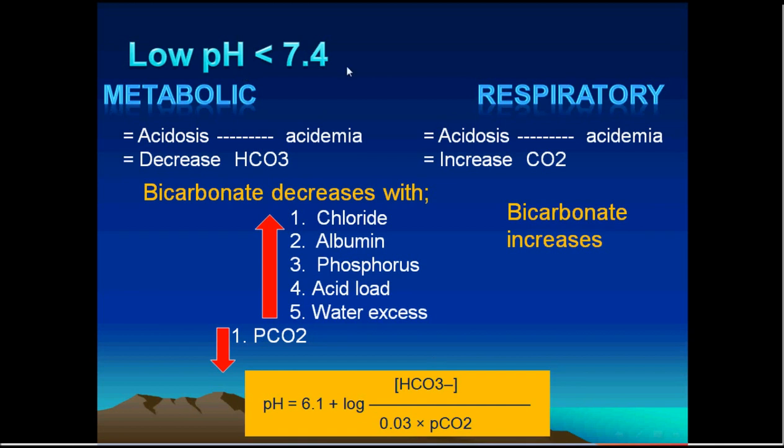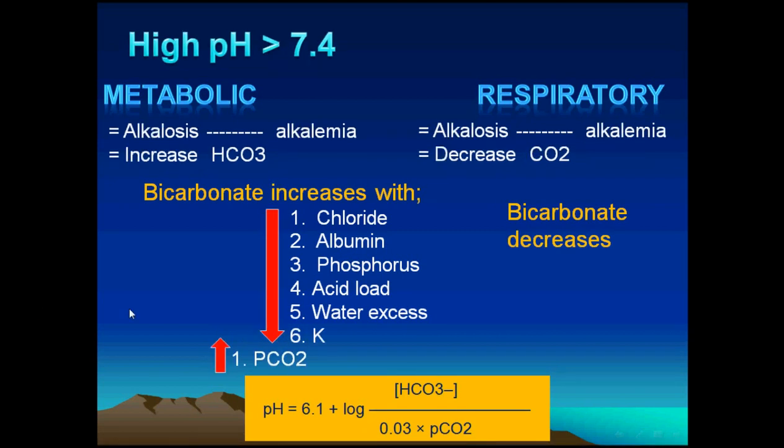So this is the pH. This may be metabolic or respiratory. Metabolic means a decrease in the bicarbonate, which will be associated with washout of carbon dioxide, a decrease in carbon dioxide. Respiratory acidosis means an increase in the carbon dioxide with a concomitant increase in the bicarbonate as a compensatory mechanism. Look at this. This is a high pH, more than 7.4. This is a metabolic or respiratory alkalemia.